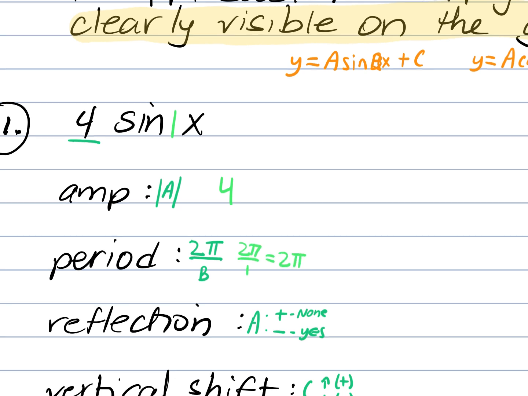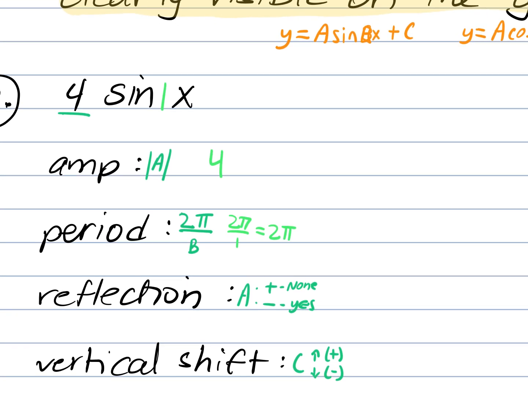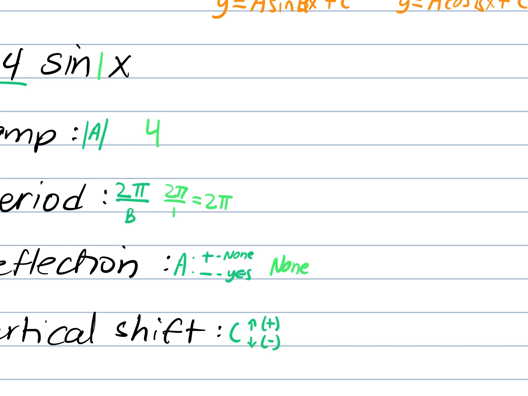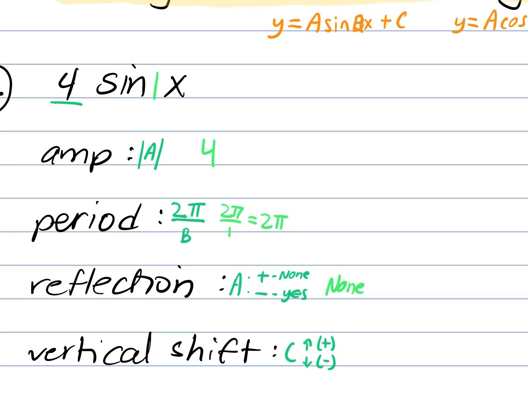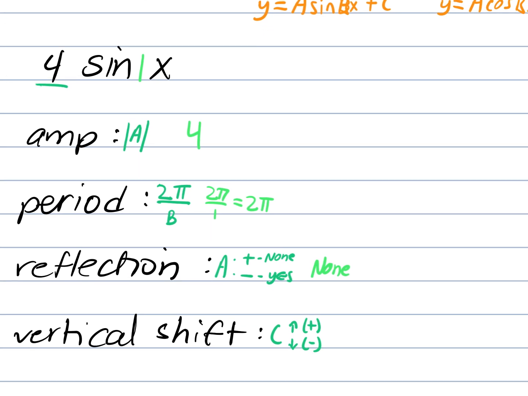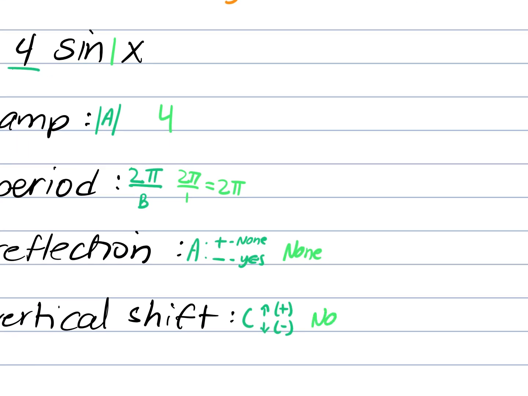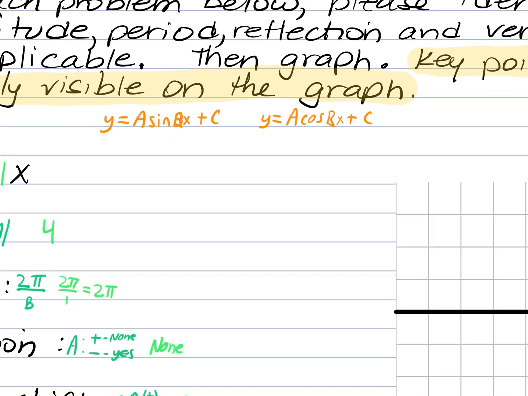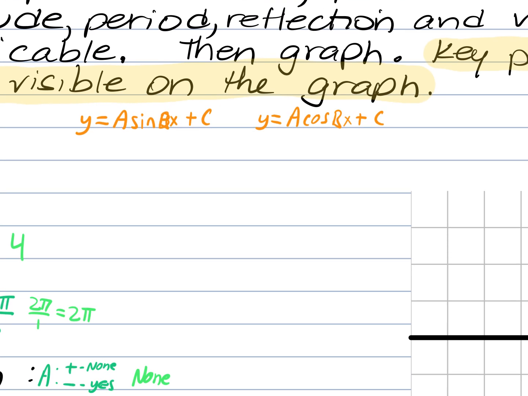All right. Now for our reflection, you're looking at the sign of A. And in this case, A is 4, positive 4. If it's a positive 4, we're not going to have a reflection, right? None. All right, and we don't have a C value, right? I'm not adding or subtracting a number to our sine function, so we're also going to have no vertical shift. All right. All of this information is going to help us graph these functions, right? So I'm going to outline exactly how you would do these kinds of graphs, right? So it might be a lot of steps. Well, not a lot of steps, but the steps itself are kind of lengthy, right?